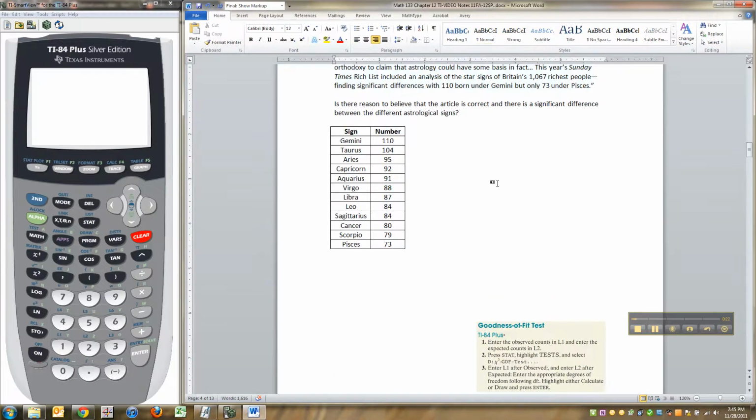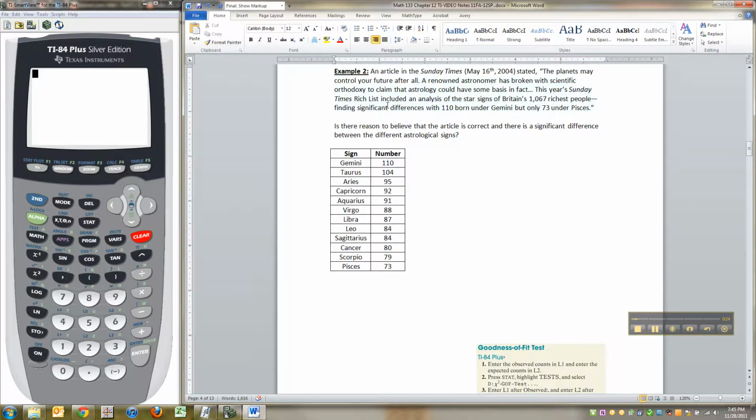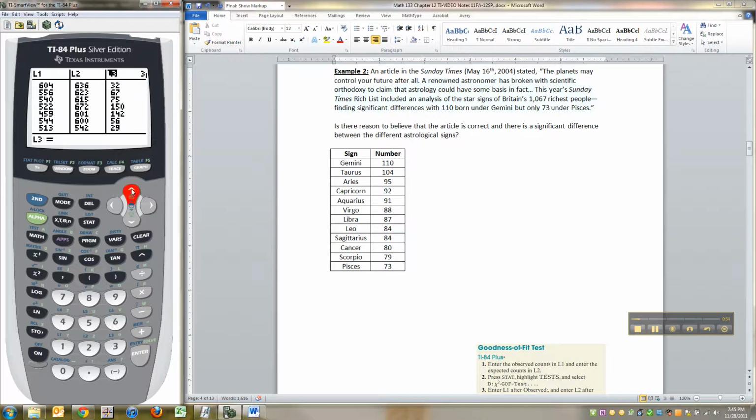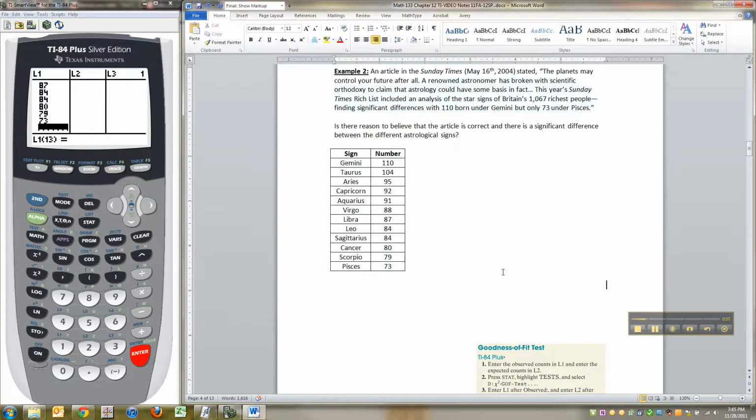Okay, so here I've got the astrological signs for the 1,067 richest people, at least according to this magazine. So I'm going to go to Stat, I'm going to go to Edit. I'm going to clear out all these old lists that I had from a previous calculator tutorial video. All right, they're all clear. Now I'm going to type 110, 104, and so on. I'll be right back. Fabulous.